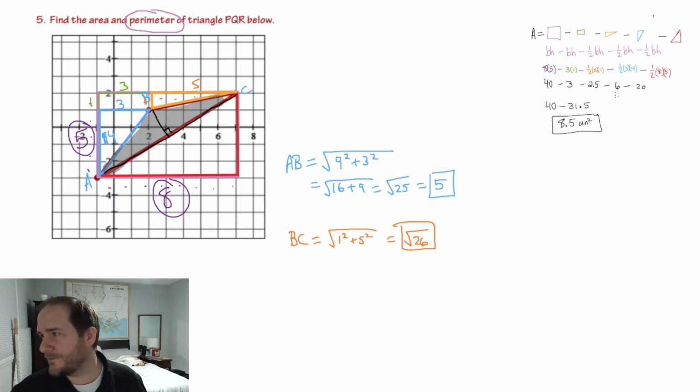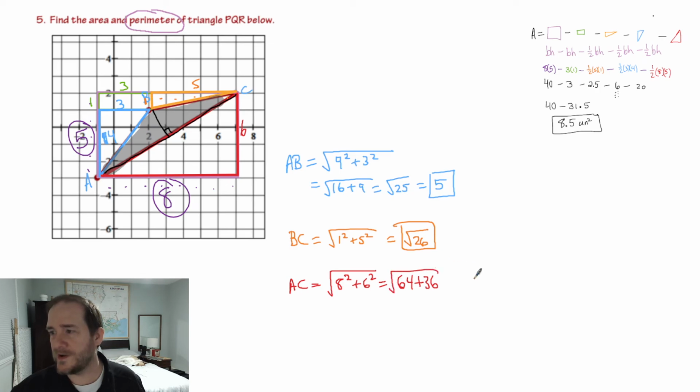And then we've got in red the bigger one down here, and that's AC. But those sides are what, 8 and 5? No, 8 and 6. This side is 6. So that's going to be 8 squared plus 6 squared. And that's another one that comes out cleanly, because this is going to be 64 and 36. That's going to be the square root of 100. And the square root of 100 is exactly 10. So there's your three sides.